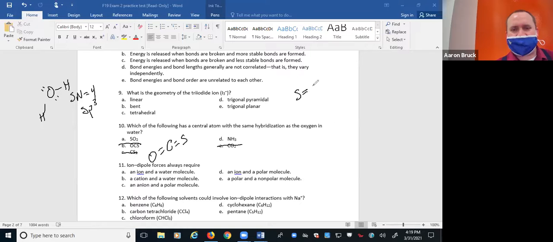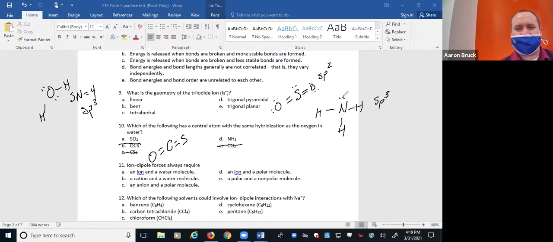In the sulfur dioxide, you end up with this structure. In ammonia, you end up with that structure. This one is sp2, because I have 3 electron groups. This one is sp3, because I have the 4 electron groups, the 3 hydrogens, and that lone pair. Ammonia is your correct answer.